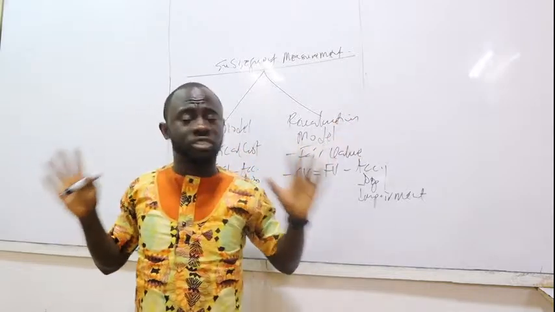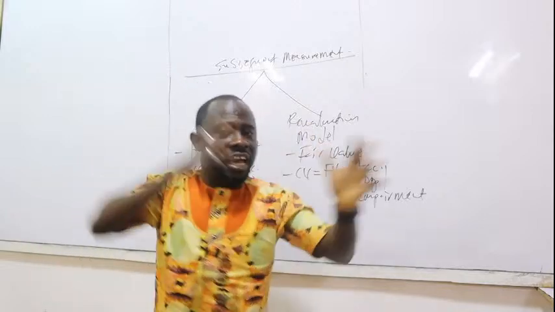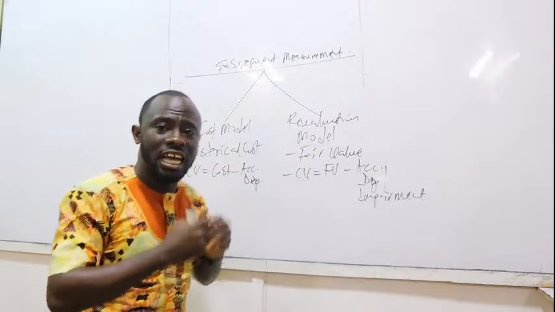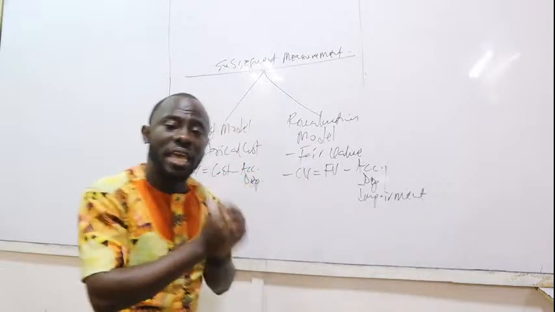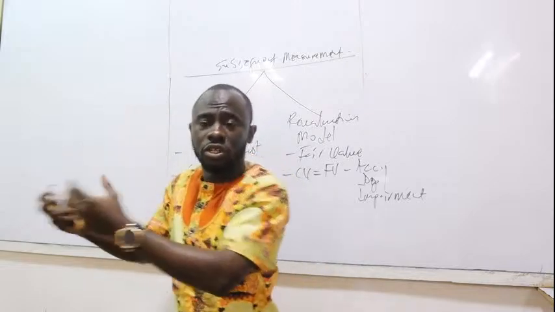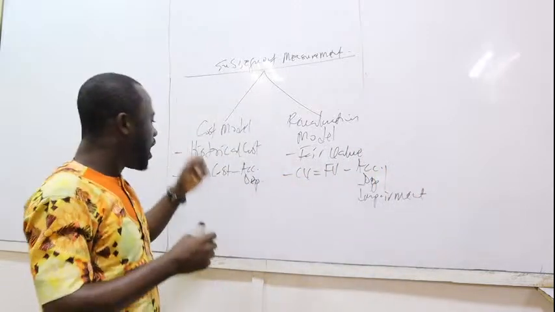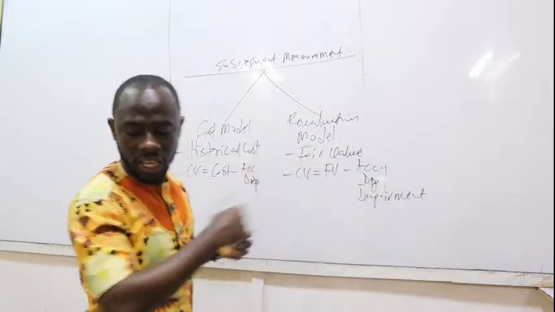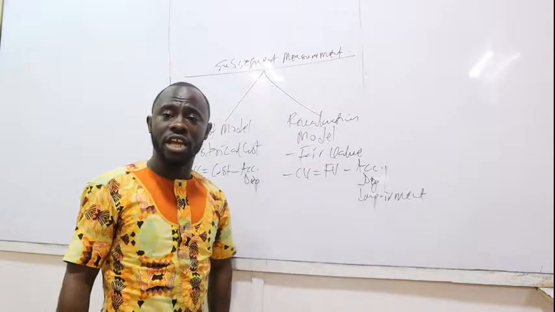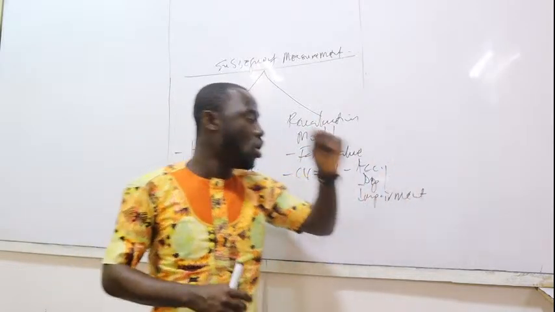So two models are available. The entity can decide to choose the cost model, meaning the assets are being carried at their historical cost, or the entity can decide to use the revaluation model, meaning that the assets are carried at their fair value. If the entity is using the cost model, the carrying amount will be equal to the cost of the asset minus the accumulated depreciation. And if we are doing the revaluation model, then the carrying value of the asset will be equal to the fair value minus accumulated depreciation or impairment.